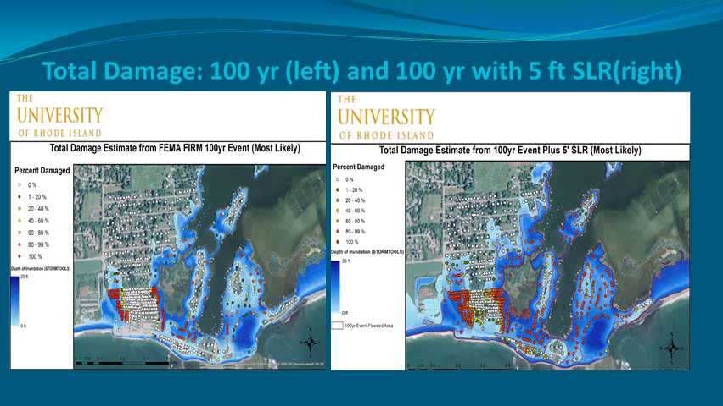So the color scheme corresponds to the percent damage of these structures. If you're in the red category, you're 100% damaged, you're gone. The rest of these start to grade out based on their elevation and their structure type in terms of percent damage. And as we see, the damage doubles with the sea level rise.